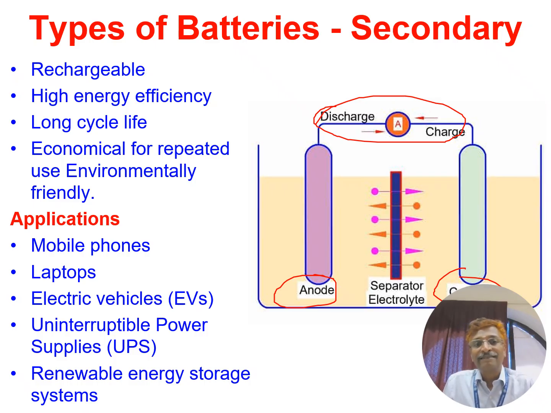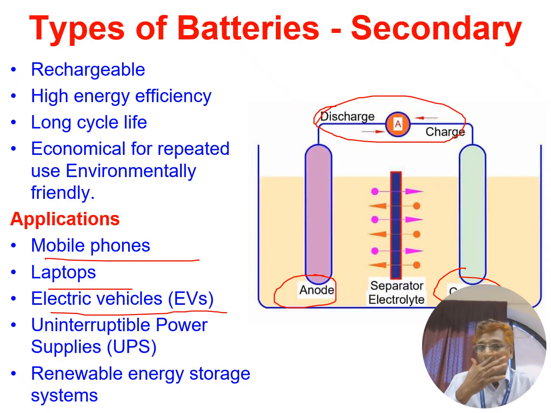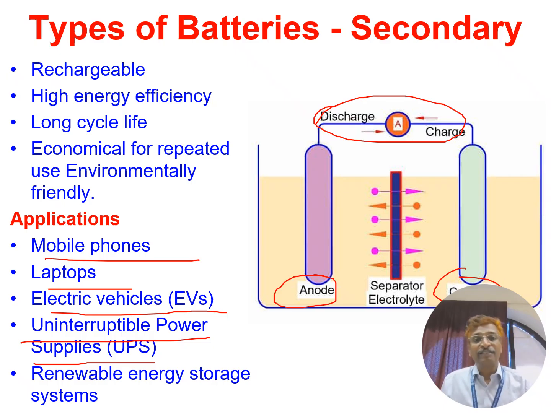This secondary cell is applied in mobile phones, laptops, and EVs, electric vehicles. Nowadays, people are eager to purchase EVs because of the hike in petroleum prices. It is also used in UPS, uninterrupted power supply, and in renewable energy storage systems.